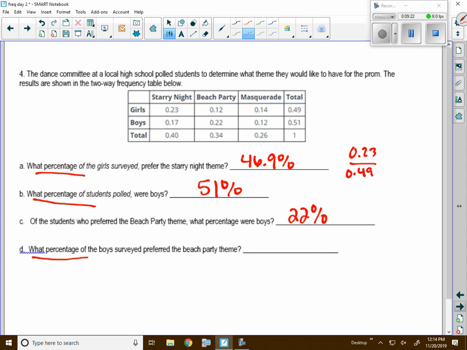Okay, part D, what percentage of the boys surveyed, so what's our total for boys? 0.51. Okay, and then preferred beach party. So go to boys and beach party, 0.22. So we're going to do 0.22 divided by 0.5. I got 0.4. Is that what you got? We'll say 0.1%.